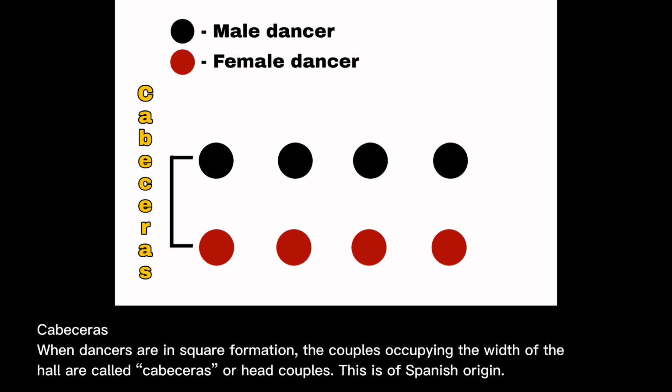Cabezeras. When dancers are in square formation, the couples occupying the width of the hall are called cabezeras or head couples.